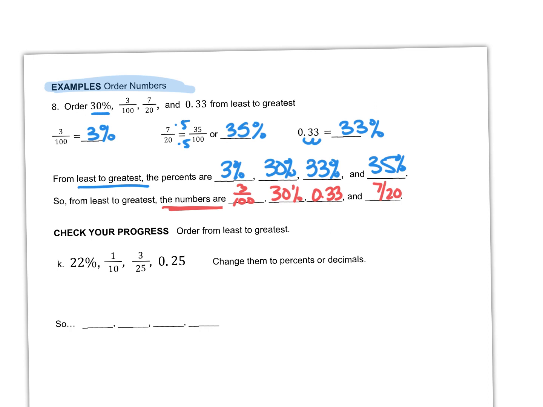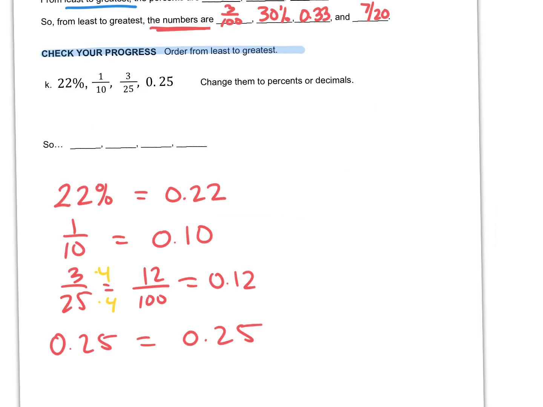So go ahead and try this last one on your own, ordering least to greatest. Again, you can decide whatever form you want them to be in. When you come back, I will have my work changing them to what I wanted them to be. Again, it might not be the same as yours, but in the end, the order least to greatest should be the same. So welcome back.